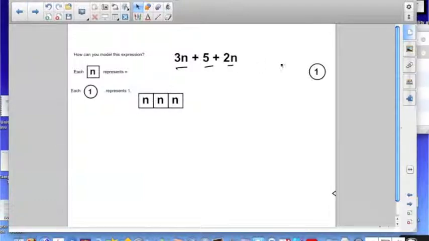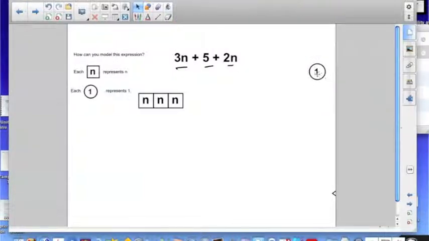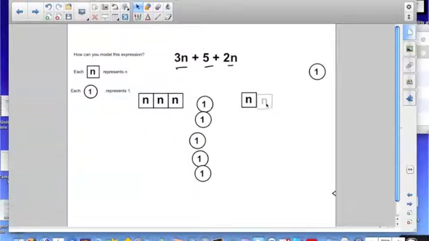5 is a numeric term, so to model this, instead of using n's, we'll just use 1's. So there's our 3n, plus 5, and now we have 2n. You can see that our numeric terms and our algebraic terms are different. They're not like terms, so we can't combine.